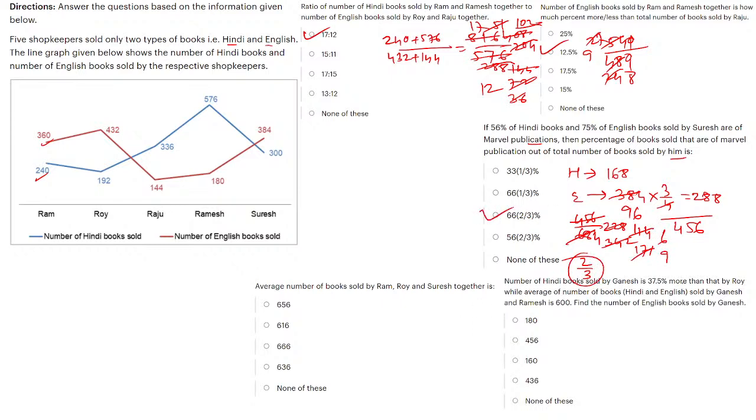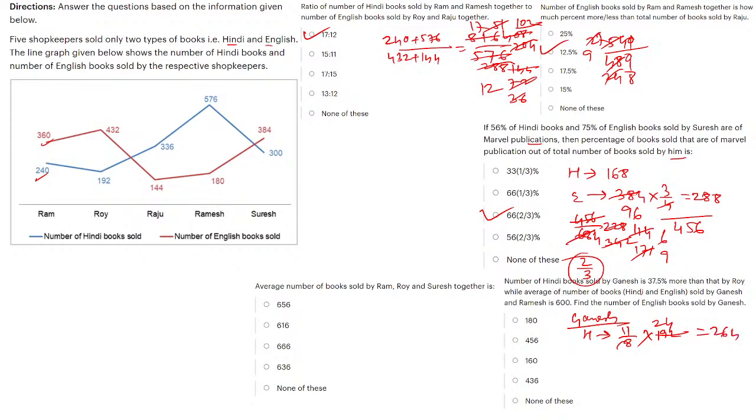Number of Hindi books sold by Ganesh is 37.5% more than Roy. Okay, now it's talking about Ganesh, so Hindi books, 11 by 8, that of Roy. Roy Hindi books, that is 192, so this is 264, right?